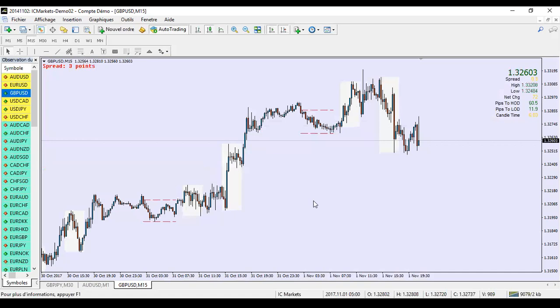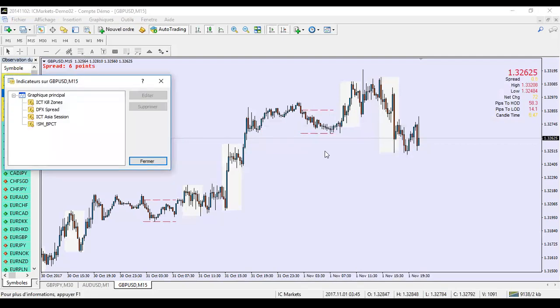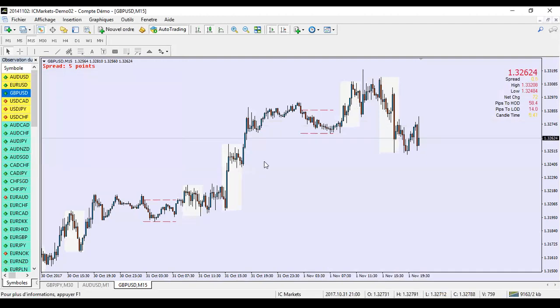Hey, Alan, so for those sessions, is that an indicator that automatically does it, or you draw it out, those rectangles for the London? It's automatically done. So I think I have that. This one I use is called kill zones. And this one is just a Asia session indicator.